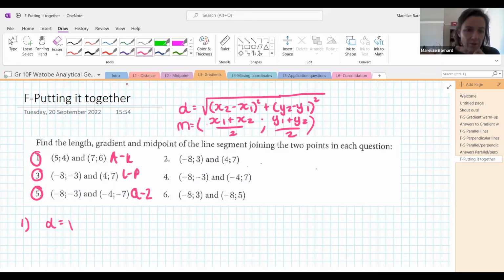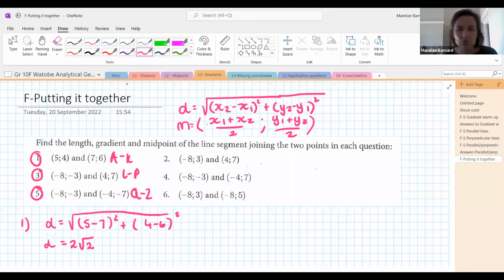So let's go through that one quickly. You would have had 5 minus 7 squared plus 4 minus 6 squared. Let's do that on the calculator quickly and check your answer here. 5 minus 7 plus 4 minus 6, squared. I think you must just double check, because I get 2 root 2.